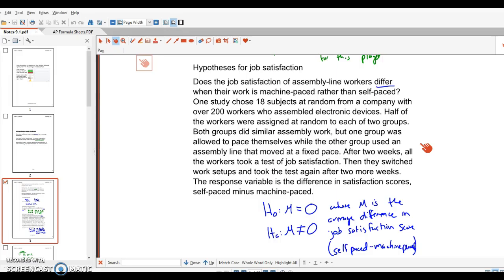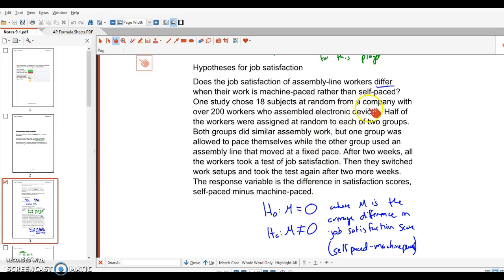Another example from the book has two different options for assembly line factory work. Either the workers would be self-paced, meaning they would choose how fast or how quickly they would perform their task, or machine-paced. The company chose 18 subjects at random. They each did both treatments for a certain amount of time, and then took a test about job satisfaction. So this is a matched pairs design, and we would be testing whether the difference in their job satisfaction was nothing. In other words, that they were equally satisfied whichever pacing method was used. So either the null would be that the average difference is 0, or the alternative, the average difference is not 0.